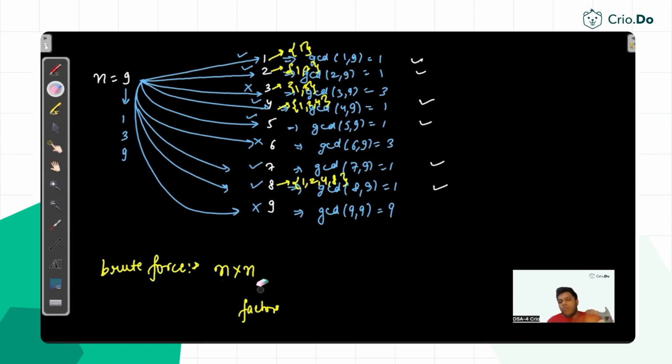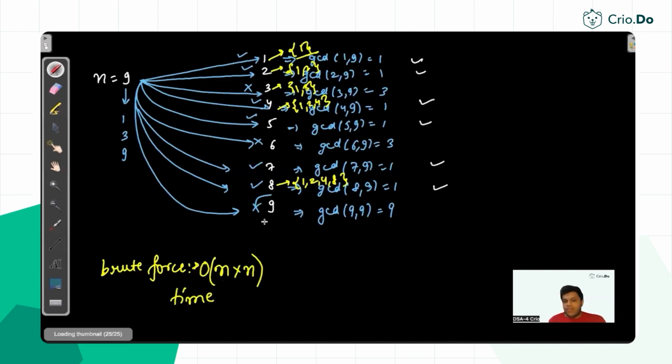And then finding the common factor, we are assuming you will find it in constant time, provided that the list of factors is stored in a set or hash set data structure. But still, n square is a very poor time complexity, provided that we can do better in terms of time and also in terms of space. We don't need to store all the factors of a given number. So how can we do it better?